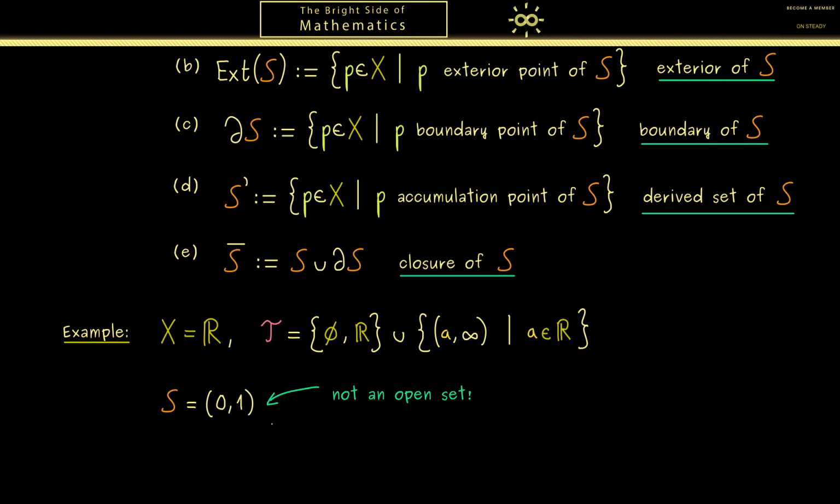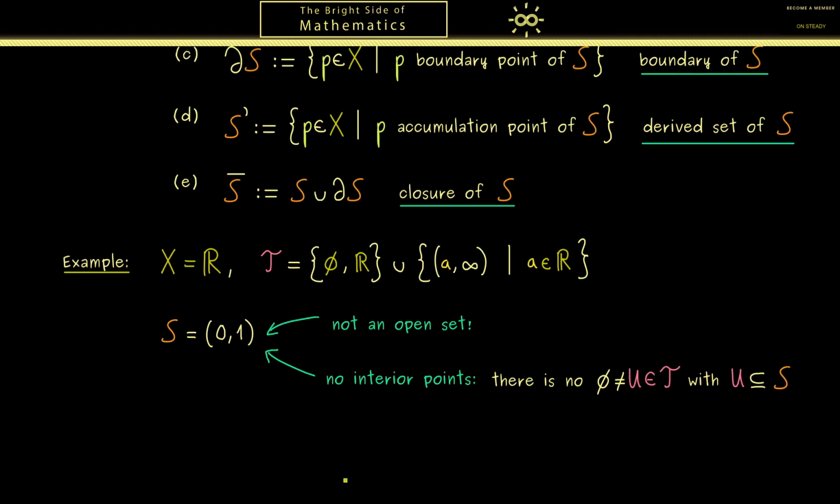Therefore, the next thing we can see here is that S has no interior points at all. This is simply because we don't find any non-empty open subset that lies inside the set S. Here, please recall, we need at least one such U with this property to have interior points. In other words, we can't fit an unbounded interval into this interval here. And therefore, the interior of S is the empty set.